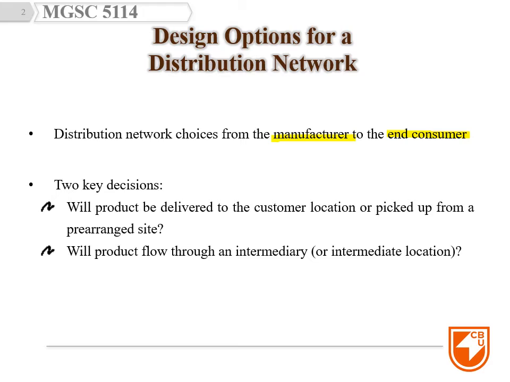The second one is: will the product flow through an intermediary place or intermediate location, or are we going to send it directly from the manufacturer to the customer place? This is also a very important decision because, in terms of cost, having an intermediate location will add cost. However, it gives us the opportunity to organize activities and manage the system much better. So each of these options has its own benefits and disadvantages. We are going to review them when we analyze each of these 6 options.